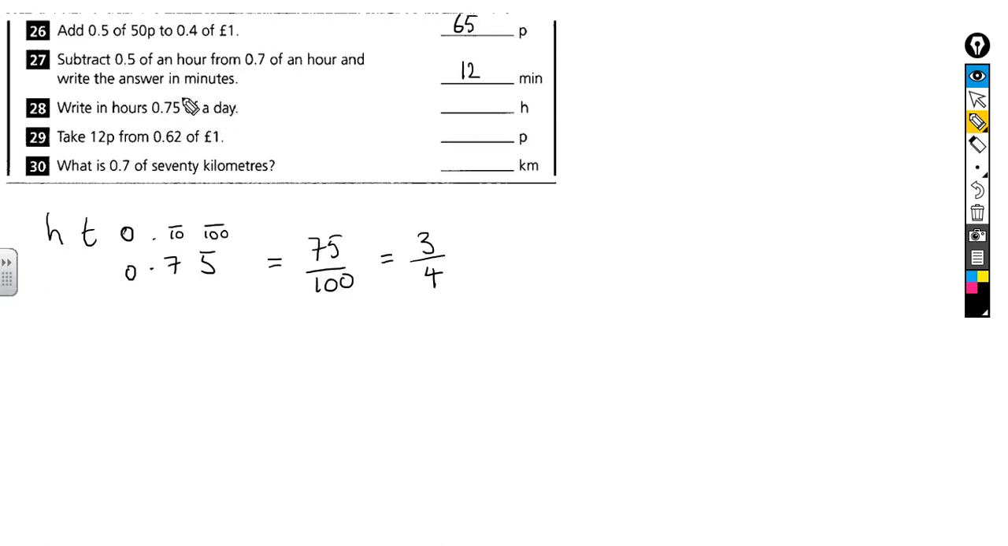So the next question is, what is a day in hours, because our answer is in hours. We need to know how many hours there are in a day, and we should know that there are 24 hours in one day. And so we're being asked what is 3/4 of 24.